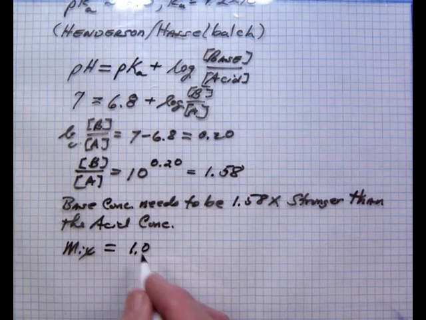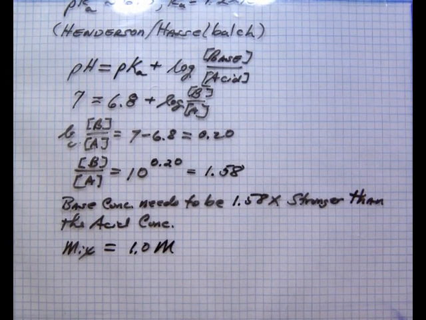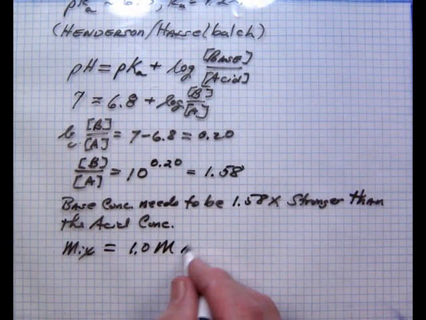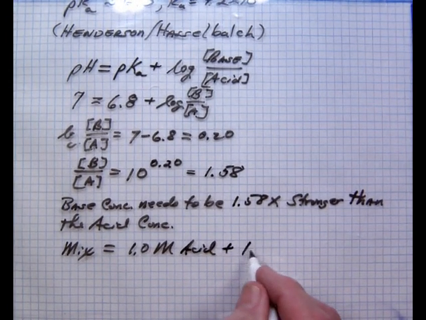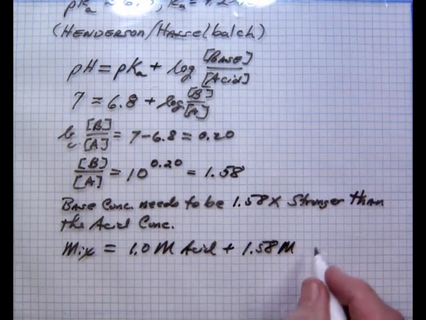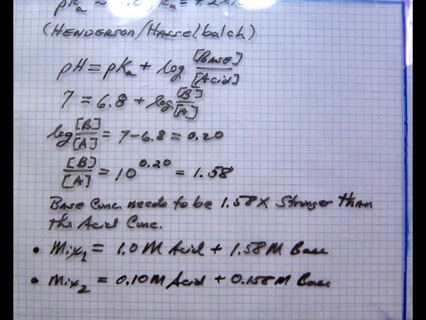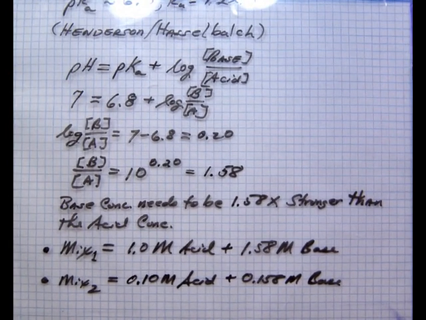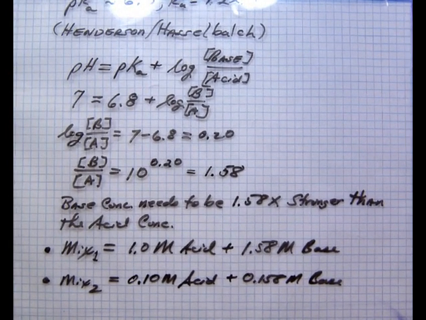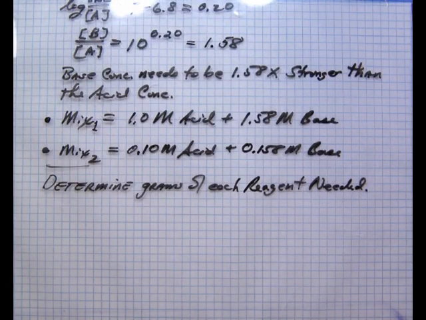The buffer contains, say, 1.0 molar of acid plus 1.58 molar ratio in base, like that. Next thing is to determine how many grams of each one you will need. You remember the equations we used? Okay, so the next step is determine the grams of each reagent you need. And of course that's carbonic acid and sodium bicarbonate.